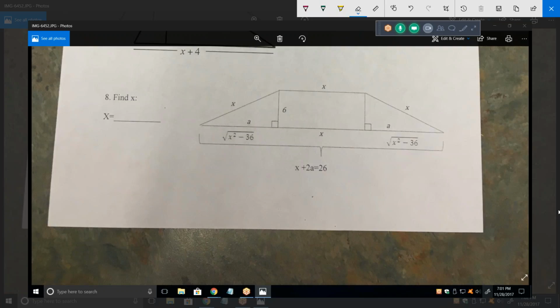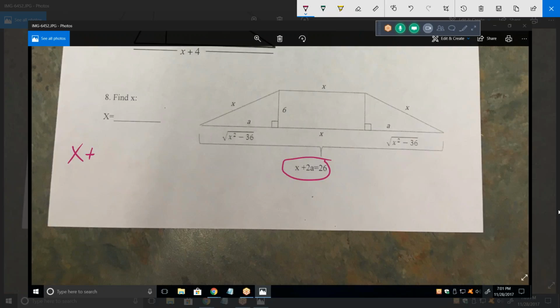This is an isosceles trapezoid. And the total length is x plus 2a. Well, let's fill in everything. If we fill in, we know what a is, right? So let's fill in. What is x plus 2a? X plus 2.